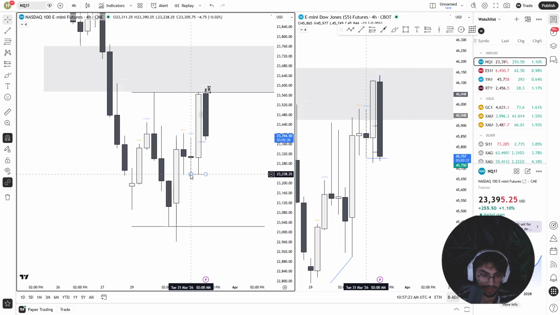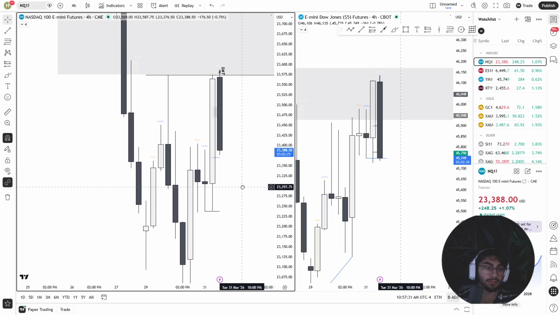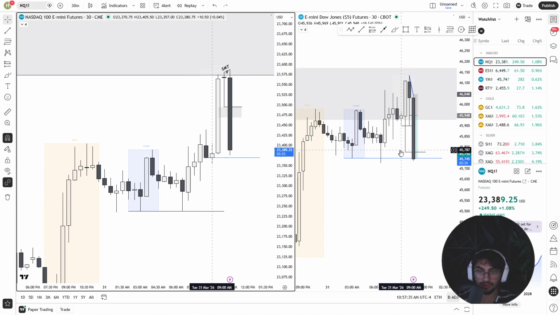So what do we see? This 6 a.m. candle on YM sweeps out this previous 2 a.m. candle, while on NQ it does not. And yeah, so off of that we get a push higher. You guys can clearly see this is that 9:30 open. This is that 9:30 open. From SMT we push higher.